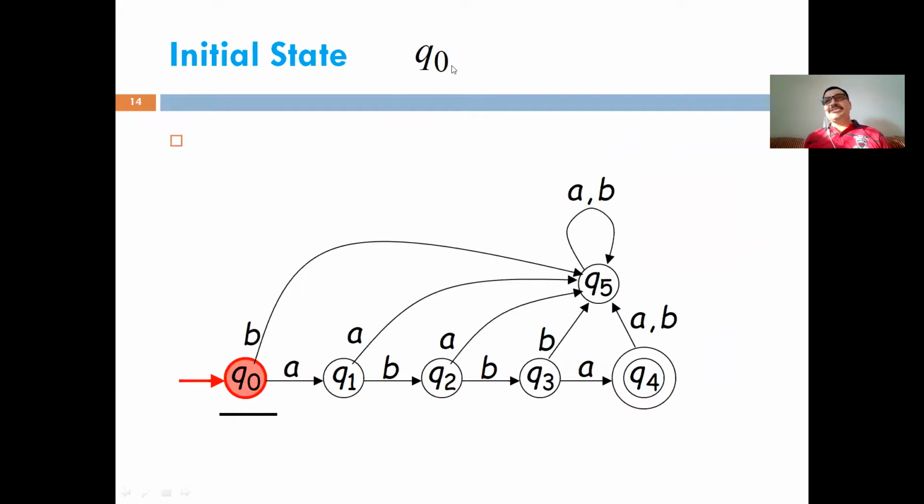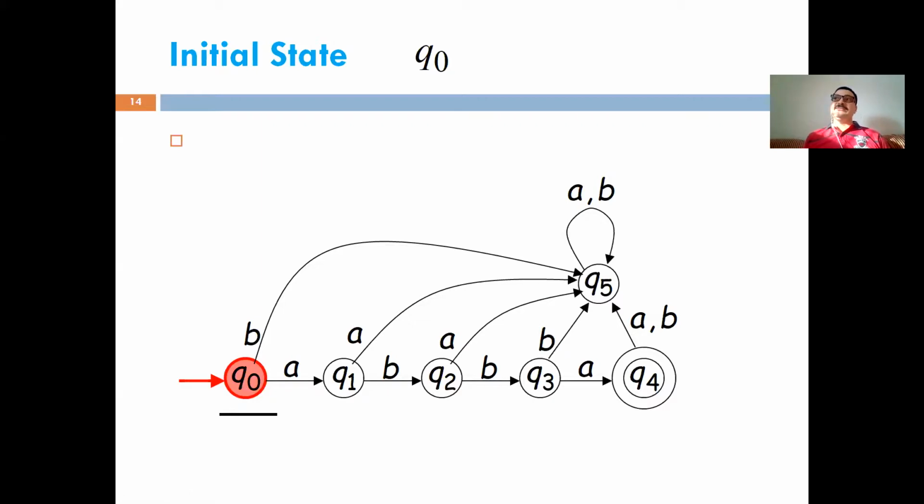And the next one is the initial state, where the machine will start. So in this diagram, Q0 is the initial state where this machine will start. And this initial state is represented, as I already told you, by using a circle and an arrow. So this is the representation of the initial state. So in this diagram, if I ask you what the initial state is, simply Q0 is the initial state.